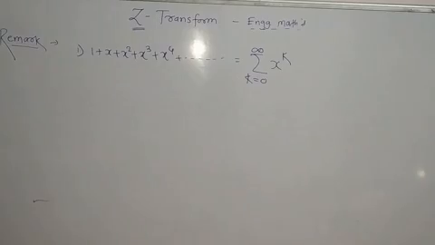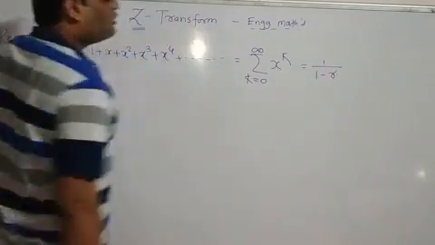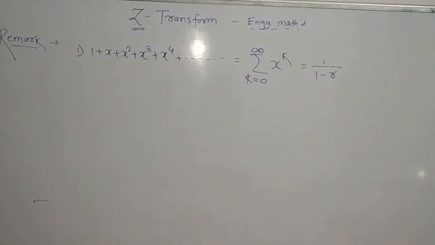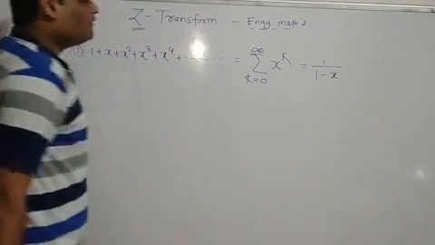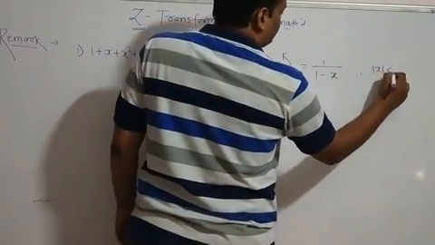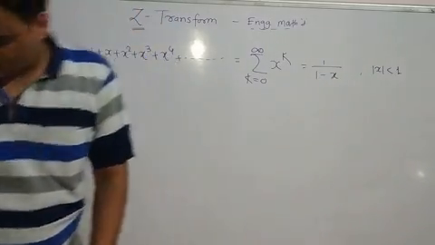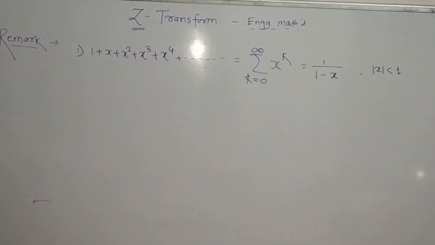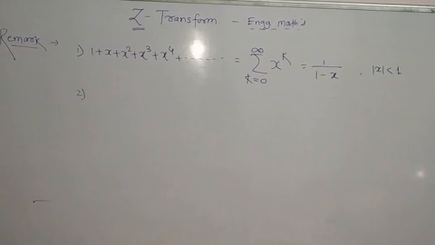Right? And the value of this series is 1 upon 1 minus r, or 1 upon 1 minus x, you can say, because you have x over here. So you have 1 over 1 minus x, and the value of x must be less than 1, because you have 1 minus x here. So this is your first remark. Now you have two more remarks. Just keep these formulas with you. Whenever they are needed, we will use them.